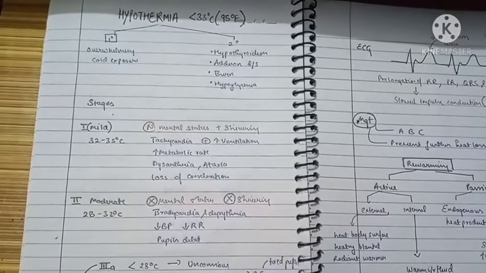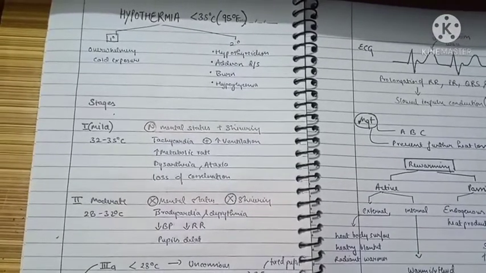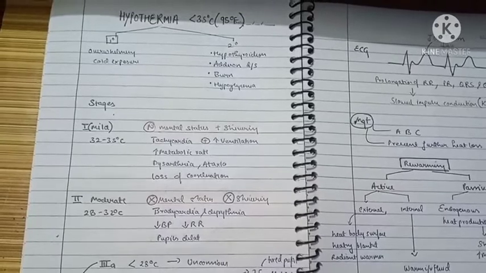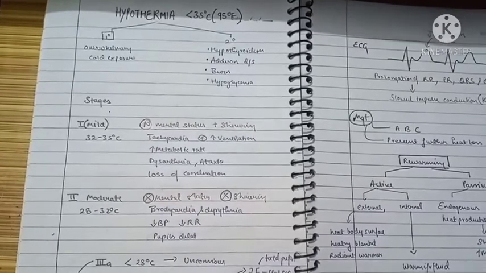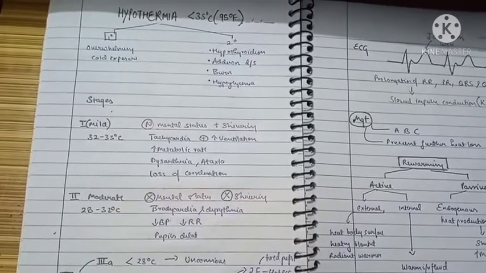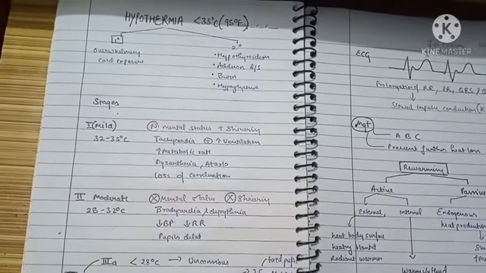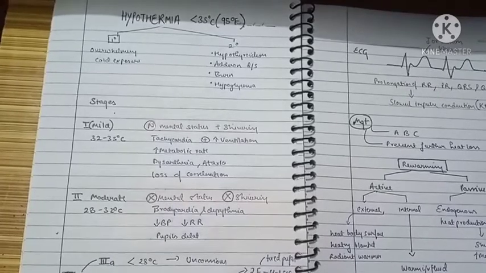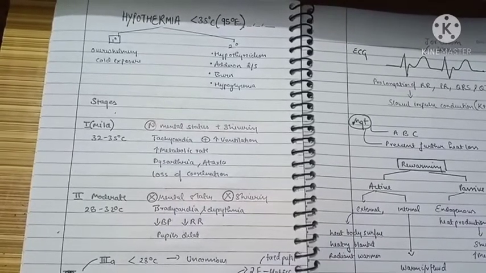Hello everyone. So in this video we are going to talk about hypothermia. As we already discussed, core body temperature is maintained between 36 to 37.5 degrees Celsius. Hypothermia occurs when the core body temperature falls below 35 degrees Celsius, that is 95 degrees Fahrenheit.